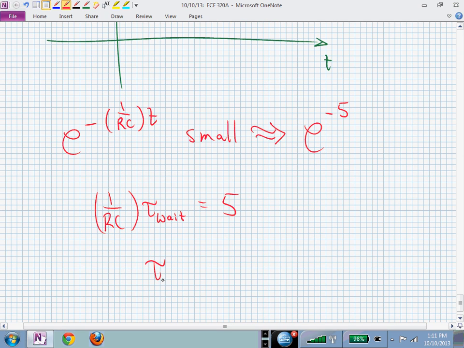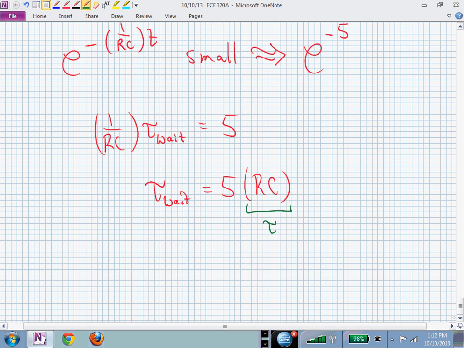And t wait, or how long we're waiting before it starts decaying, is 5 times RC, and we will eventually be calling this our time constant. We had a first order system. It has a single time constant, and so if we wait 5 time constants, if we just have one time constant to worry about. If we have a lot of time constants, we pick the slowest one, and we wait 5 of those slow ones.